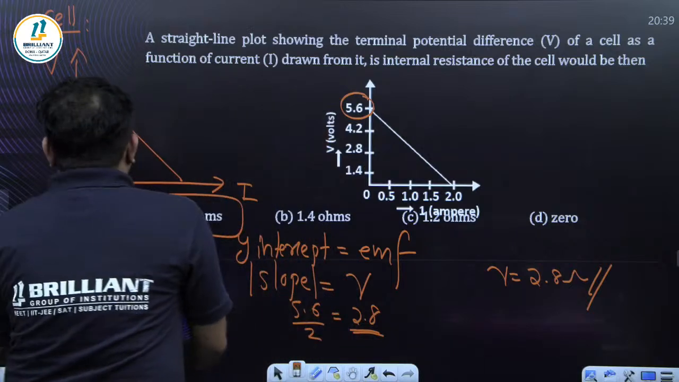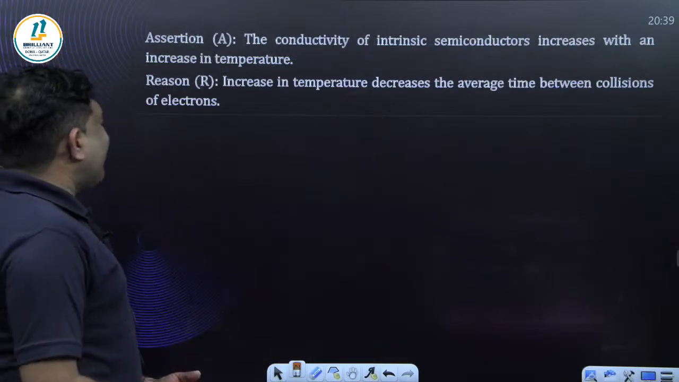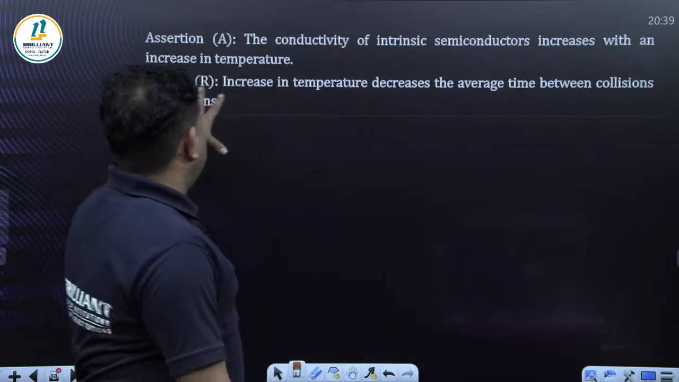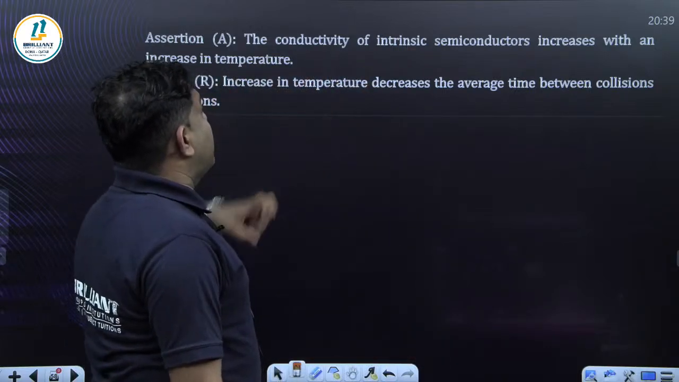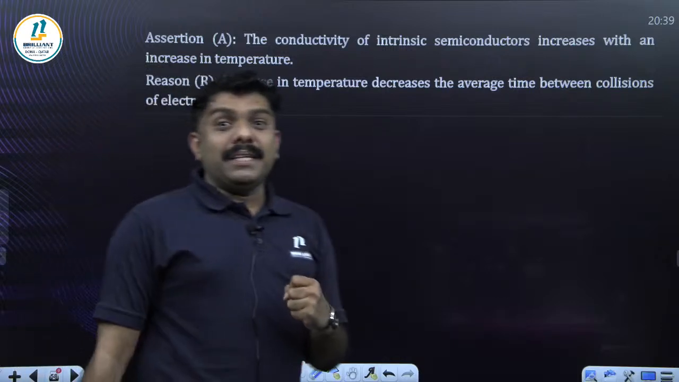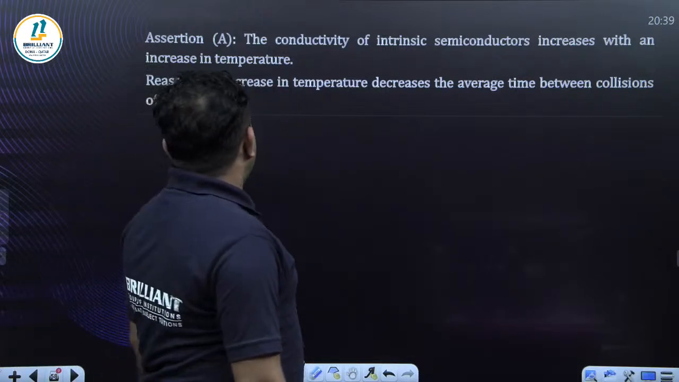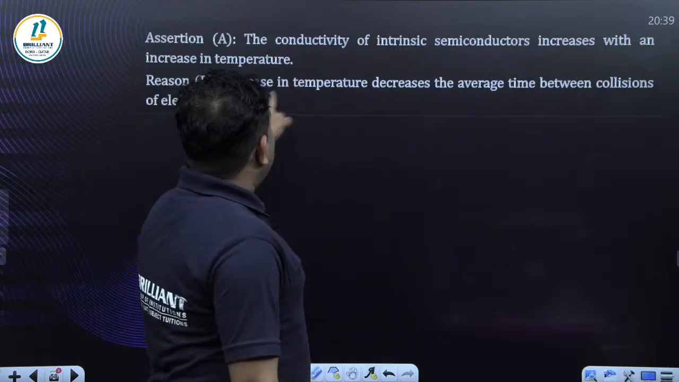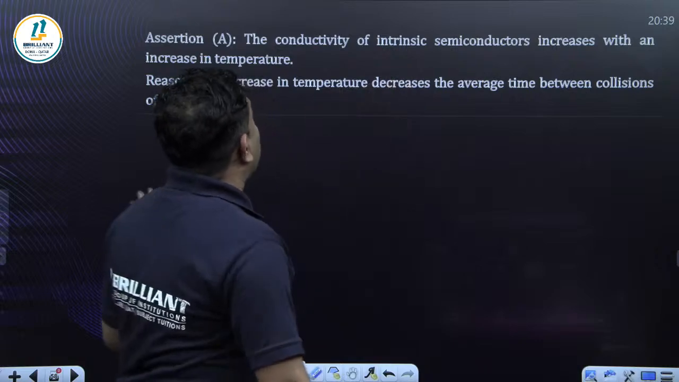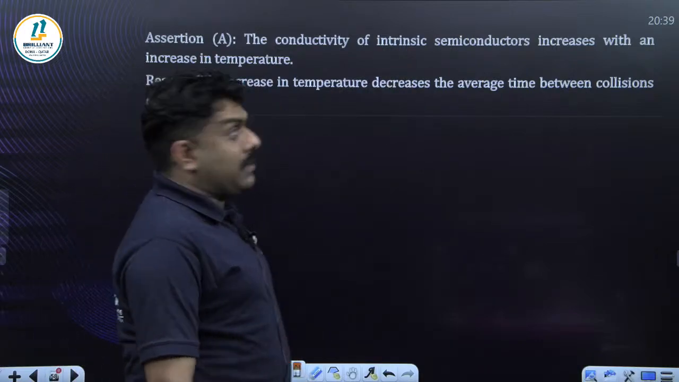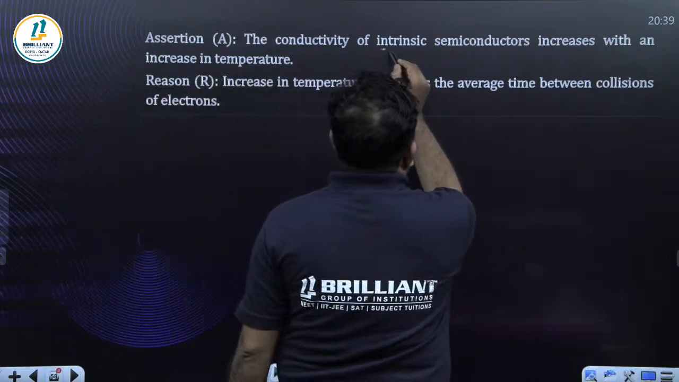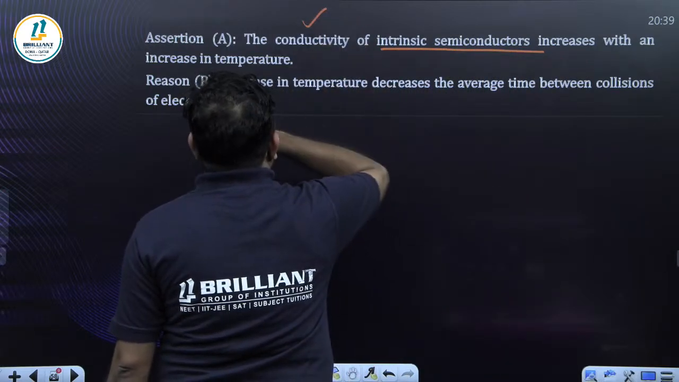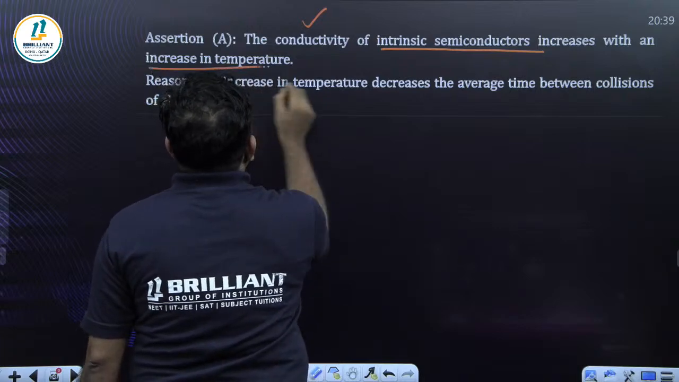Okay, now we are explaining the next question. Now look, it's an assertion reason question. The assertion: conductivity of intrinsic semiconductor increases with an increase in temperature. The reason: increase in temperature decreases the average time between collisions of electrons. The first statement is correct. In the case of an intrinsic semiconductor, the conductivity increases with the increase in temperature.